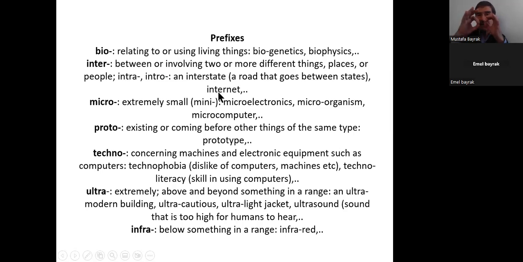Internet means between nets. Micro, and macro, for example. Micro, extremely small, mini. Microelectronics, microorganism, microcomputer. Proto, existing or coming before other things of the same type.